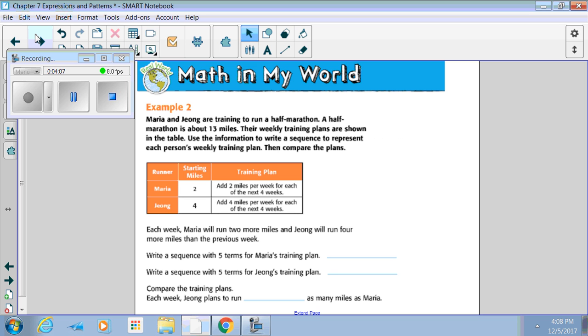And let's look at example 2. Maria and Jang are training to run a half marathon. A half marathon is about 13 miles. Their weekly training plans are shown in the table. Use the information to write a sequence to represent each person's weekly training plan. Then compare the plans. So Maria is starting at 2 miles, I see. Then I look over at the training plan, and it says to add 2 miles per week for each of the next 4 weeks. This is telling me that she's starting at 2, and each week I need to add 2. I know I'm done with my sequence when I've hit 4 weeks.